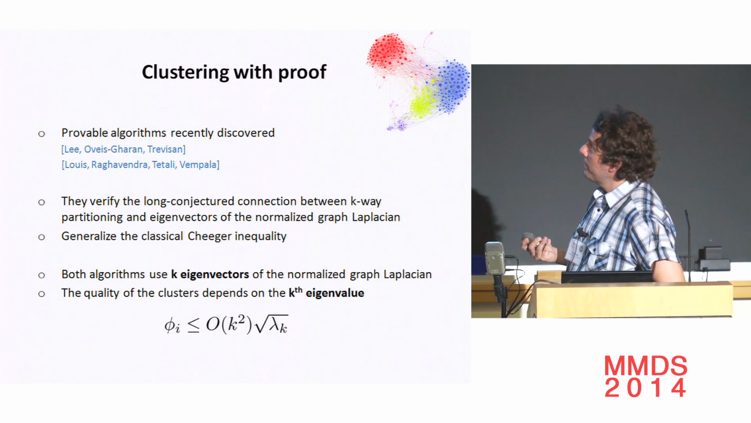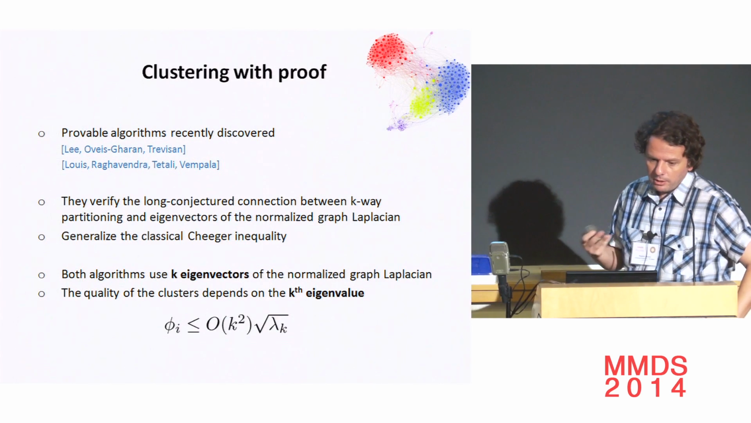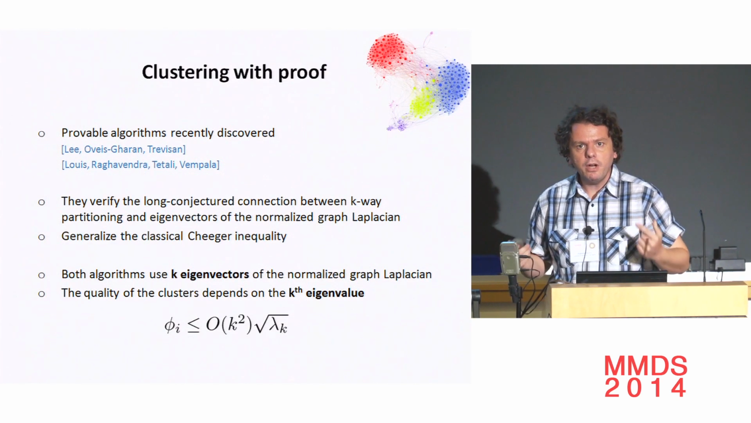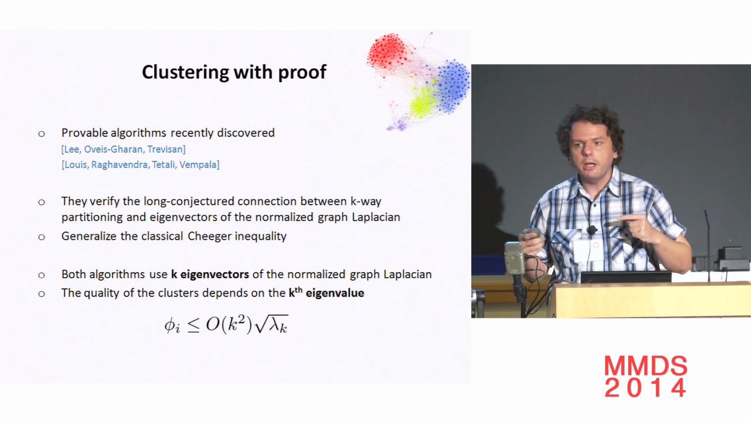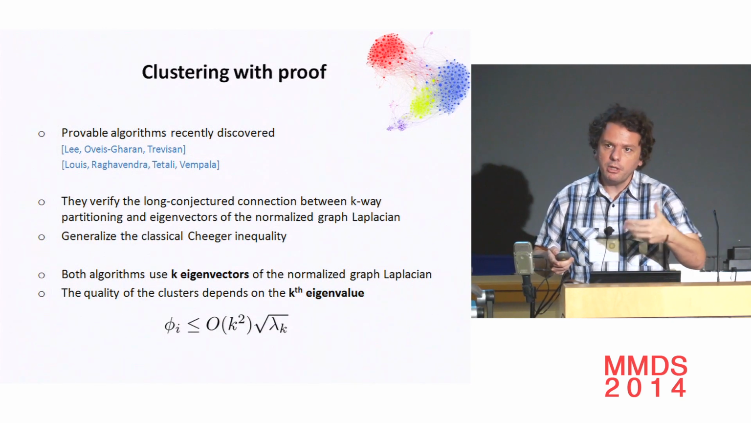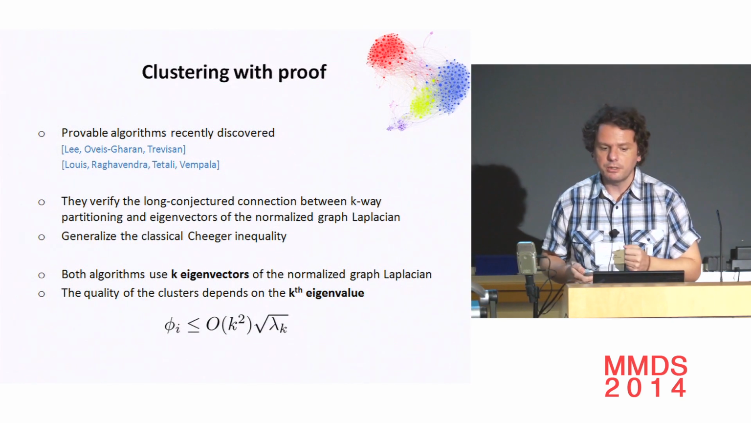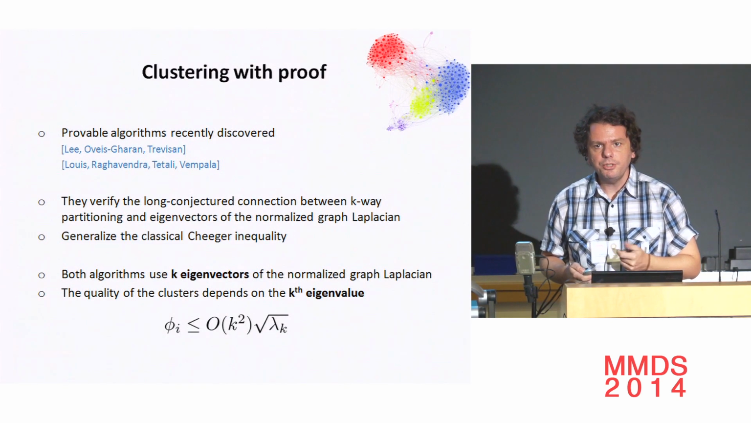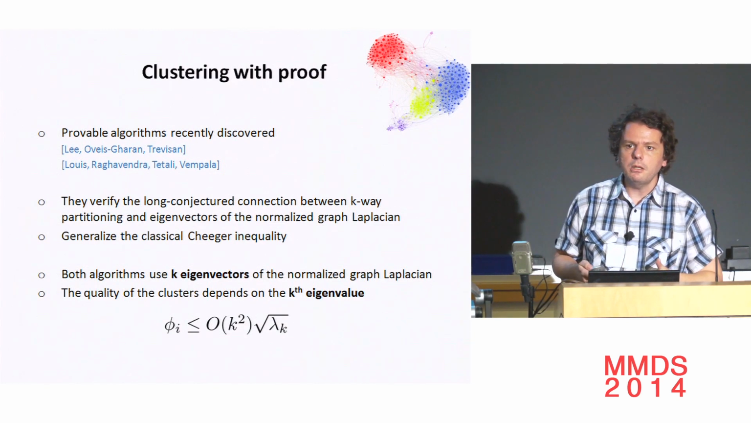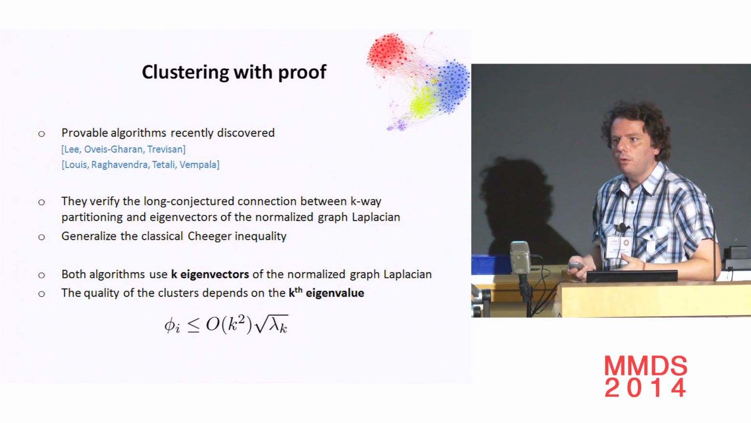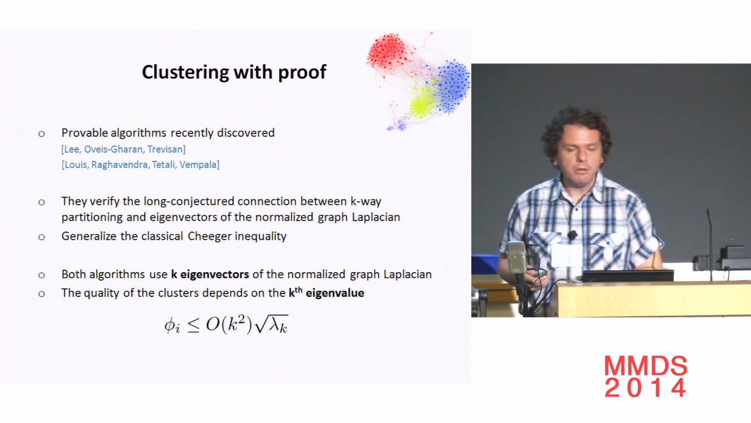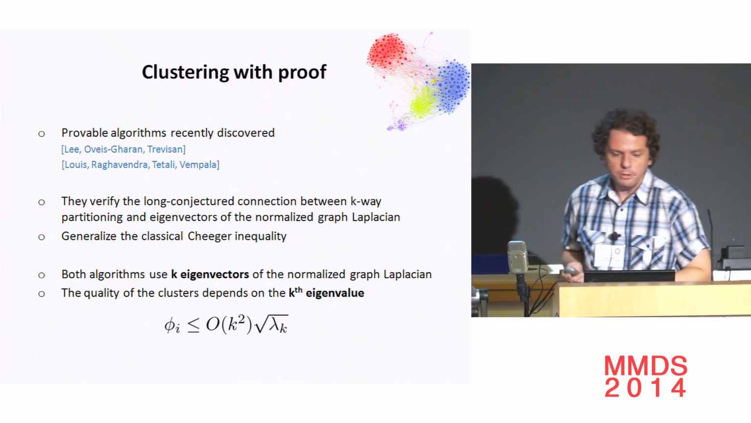And they do verify this conjecture that has been used or explored for a long time, that we can find very good k-way partitionings by taking the normalized Laplacian, finding k eigenvectors, and then using these eigenvectors to recover the clusters. This is a generalization of the Cheeger inequality that I showed you, in the sense that it relates the quality of the cut with the kth eigenvalue, lambda k here. Okay.